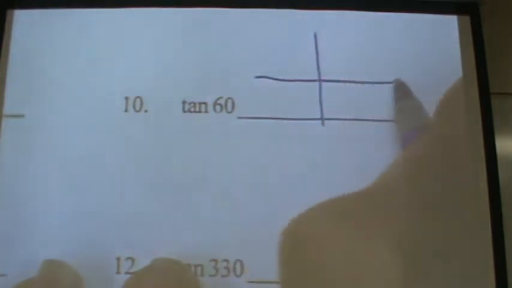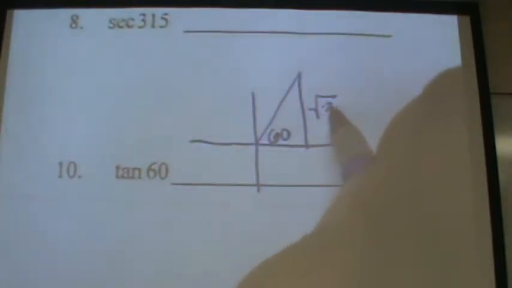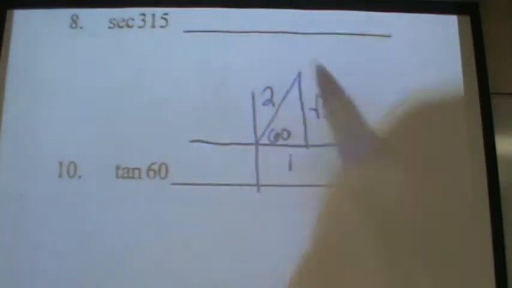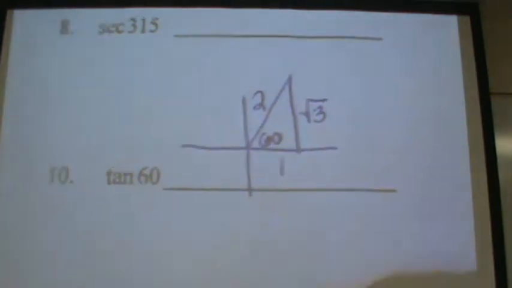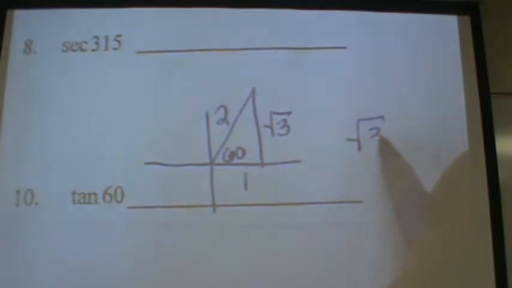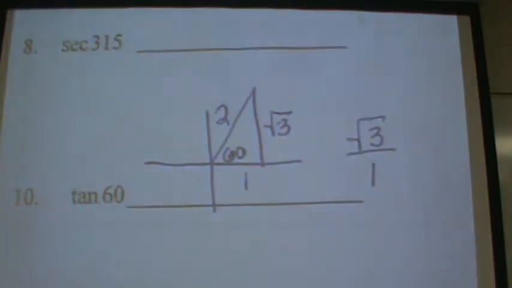You're going to do tangent of 60. Where's a 60-degree angle? First quadrant. It's in quadrant 1. Can you name these sides? And what's the definition of tangent? It is opposite over adjacent. So the answer is root 3 over 1.